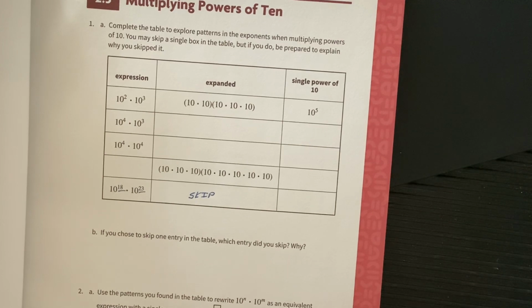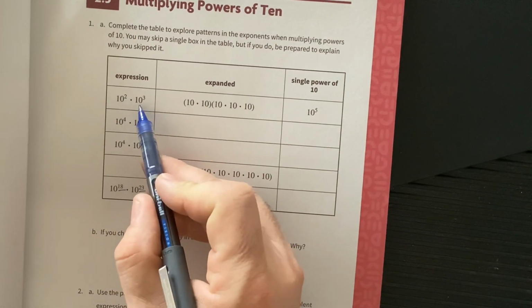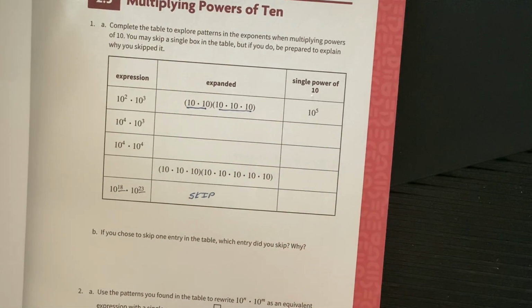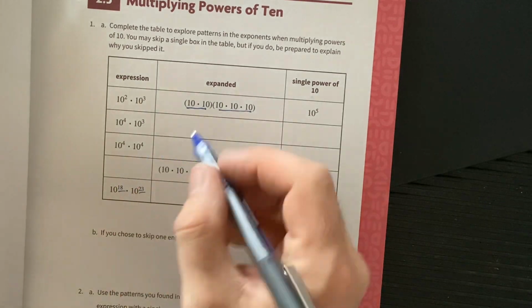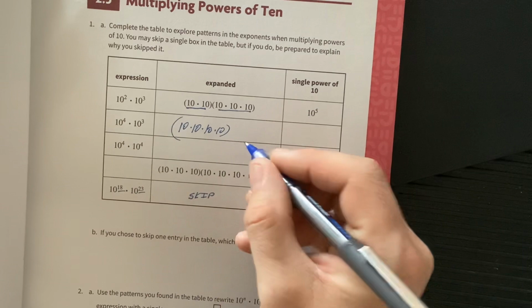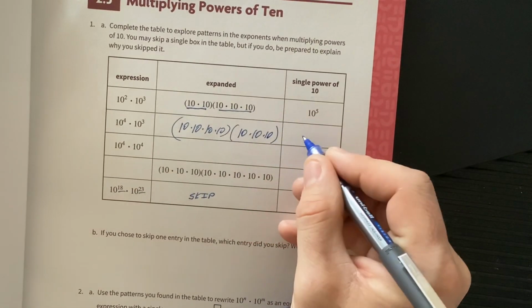Maybe you want to write them all. That's fine. Then don't skip any. Okay? Don't skip any. But looking at this, I have 10 squared. I got 10 to the 3rd, so I got 2 tens and I got 3 tens. That's a total of 5 tens combined there. If I have 4 tens, and I'm multiplying that by 3 tens, how many tens do I have?